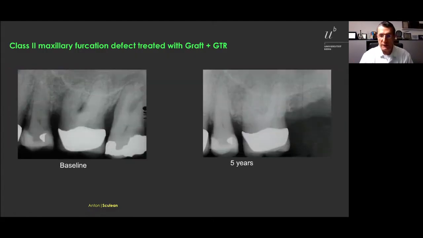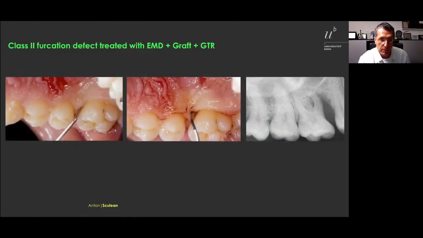And if you look now at the situation after 5 years, what you can see here is an improvement of the intrabony component, but also an improvement of the furcation and a stability of the clinical situation. With this regenerative approach, I avoided tooth extraction, a sinus graft and an implant placement for this patient. So I improved the chewing function in this particular case. Please have a look at this particular situation.